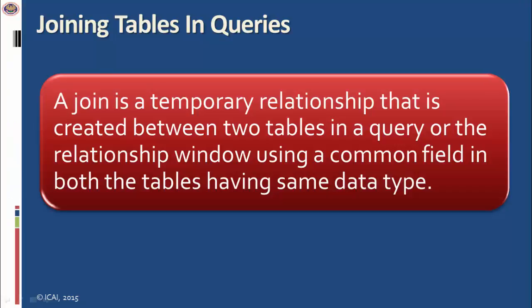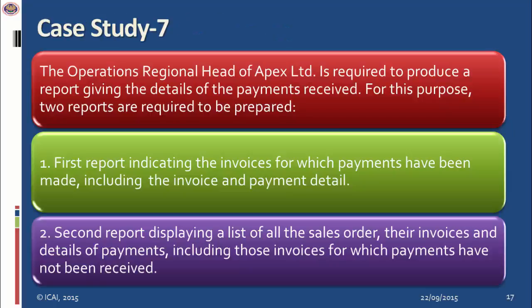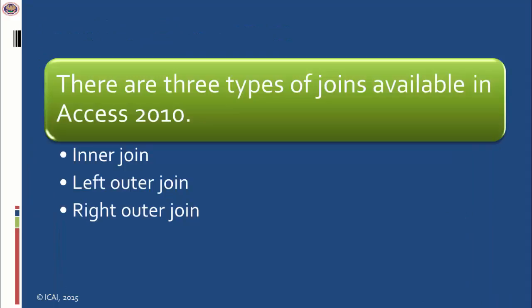Next topic is joining tables in queries. A join is a temporary relationship that is created between two tables in a query or the relationship window using a common field in both the tables having the same data type. There are different types of join query. There are three types of join available in Access 2010: inner join, left outer join, and right outer join.